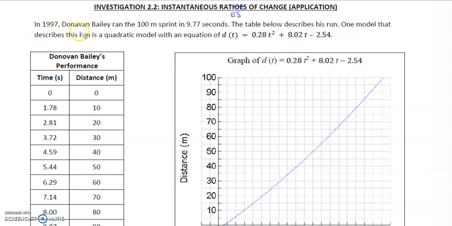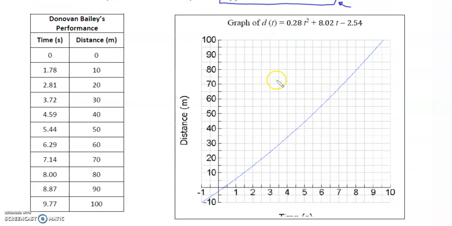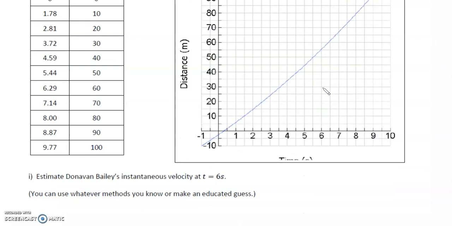So, in 1997, Donovan Bailey ran a 100-meter sprint in 9.77 seconds. The table below describes his run. One model describes this run as a quadratic model with the equation. Okay, so we remember this from the prior investigation, but this time they modeled the run with this quadratic. So we still have this table of values, but now we have an actual graph that's fluid and consistent. Okay, so let's talk about this.